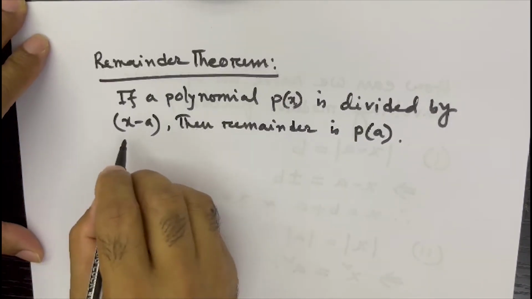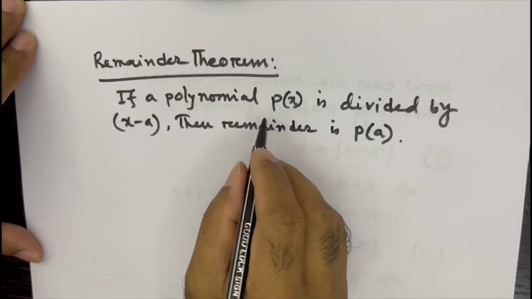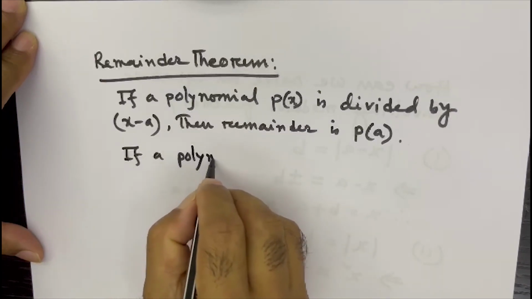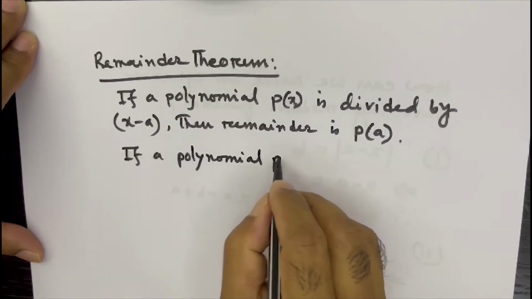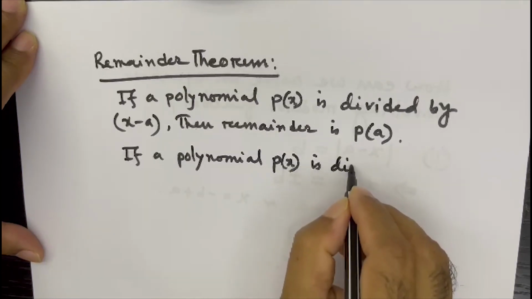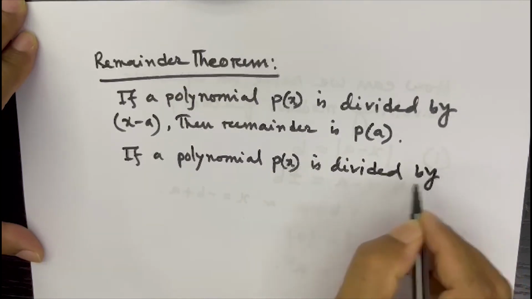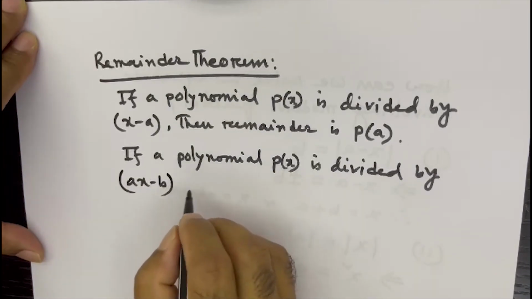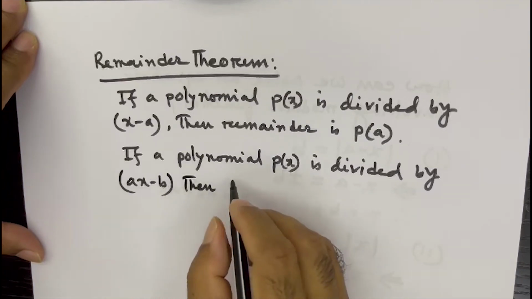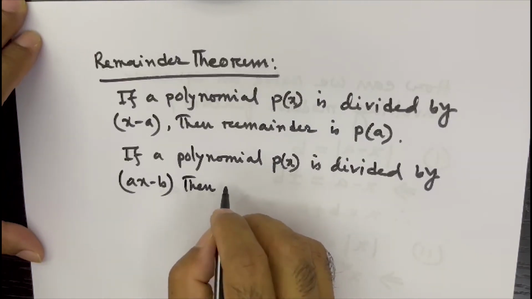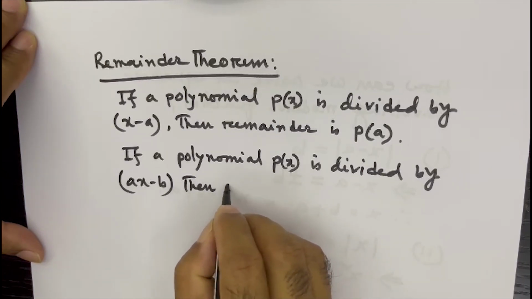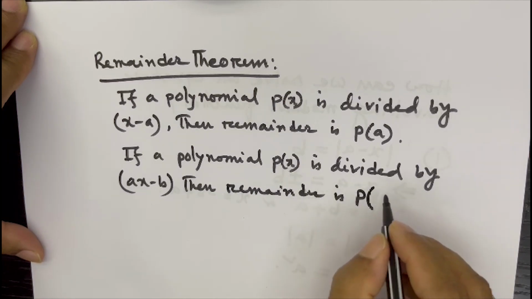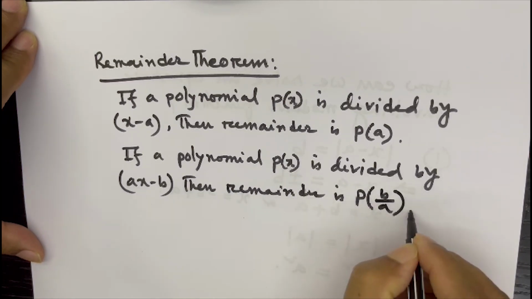We can also express the remainder theorem in another way. If a polynomial p of x is divided by ax minus b, then the remainder is p of b over a.